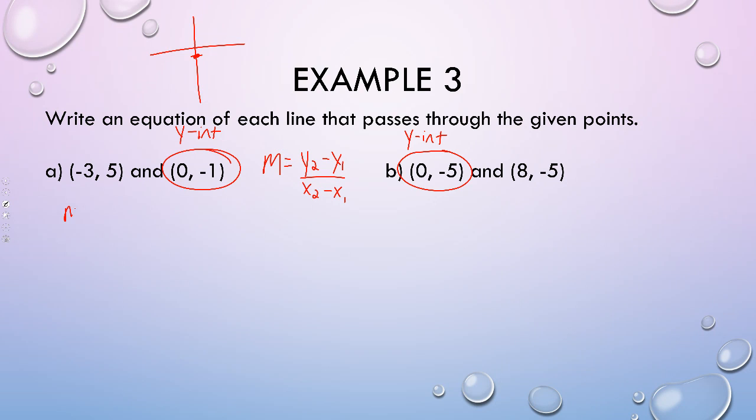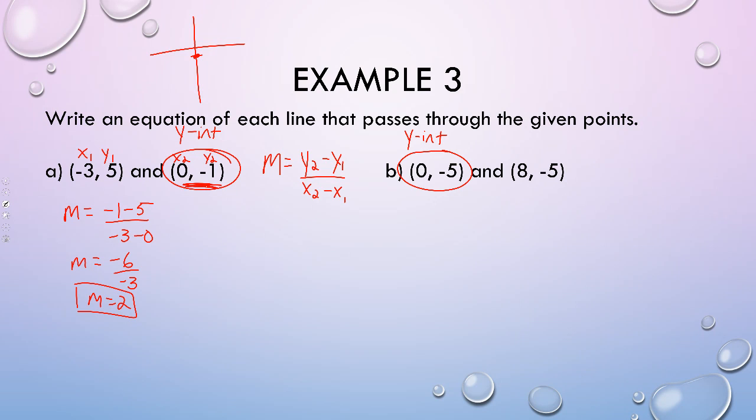So m is equal to, here's x1, here's y1, here's x2, here's y2. Negative 1 minus 5 over negative 3 minus 0. So m is equal to negative 1 minus 5 is negative 6 over negative 3. Your slope is equal to a positive 2. You should reduce all the fractions. So now we have our slope m.